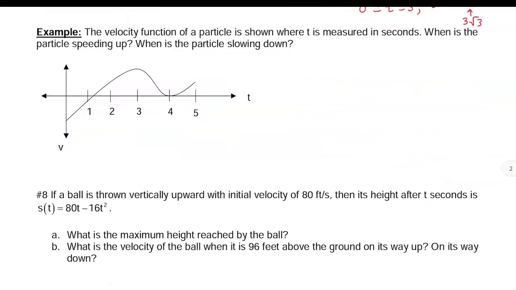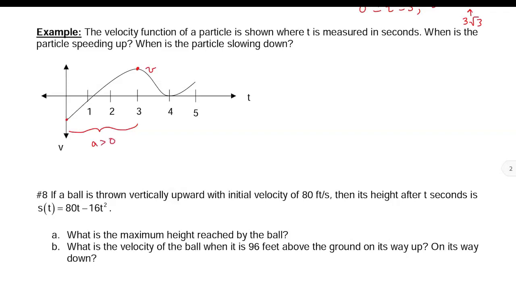The velocity function of a particle is shown where t is measured in seconds. When is the particle speeding up? The particle is speeding up when velocity and acceleration have the same signs. So if this is the graph of velocity, acceleration is going to be the slope of the tangent line to this curve. So from 0 all the way to 3, the slope of the tangent line would be positive. So A is positive right here between 0 and 3.